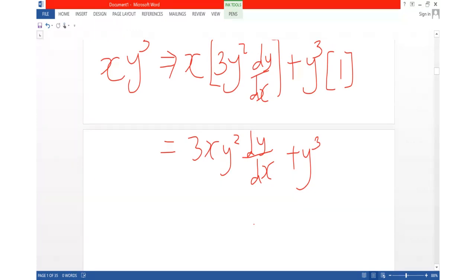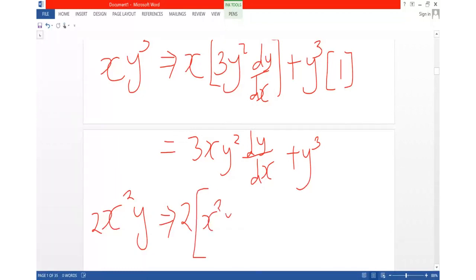A final one. Let me add some spice: 2x squared y. That one there, we differentiate that one. See what we are getting. The only hint I'm giving you here: remove the 2 outside, then you differentiate x squared and y first. You remove the 2 outside, and then you differentiate x squared and y. Then you multiply with a factor of 2 later.